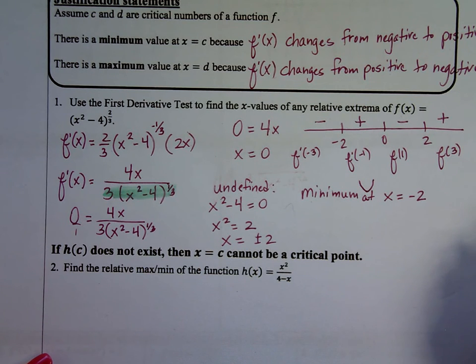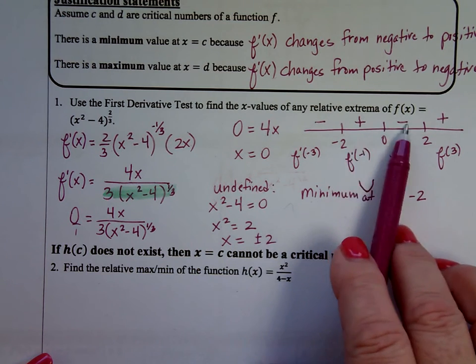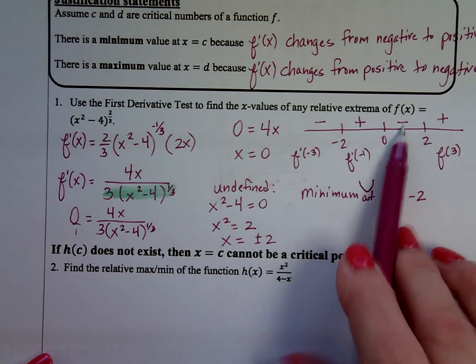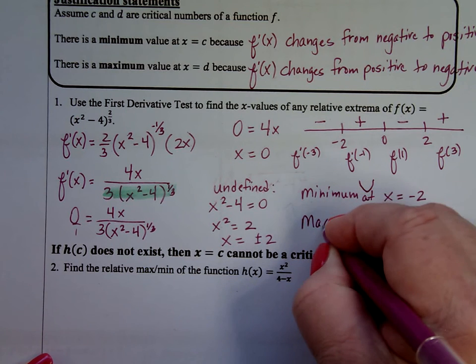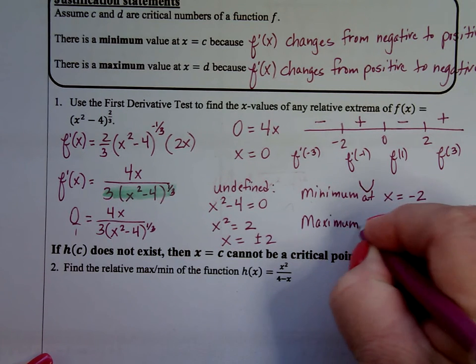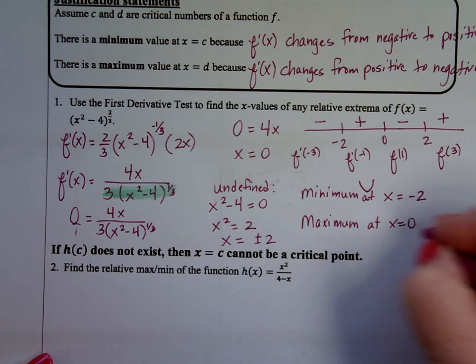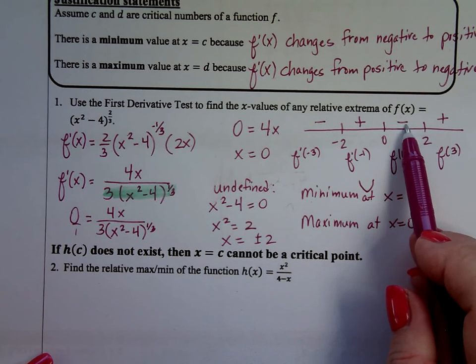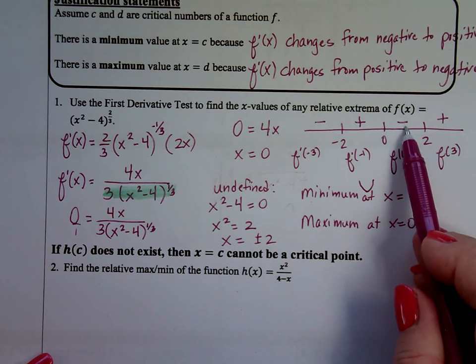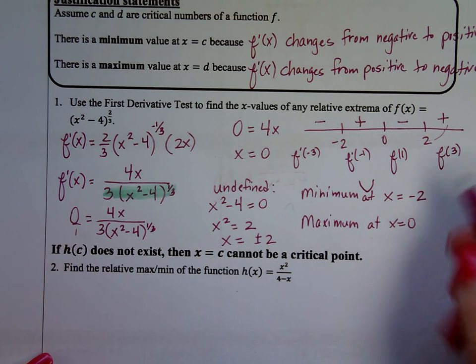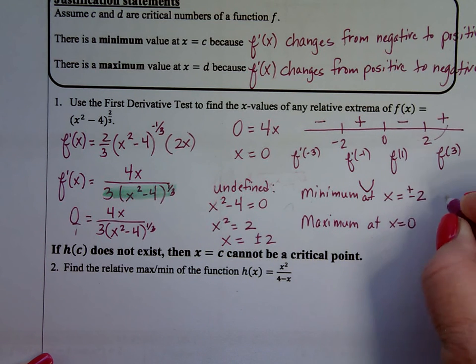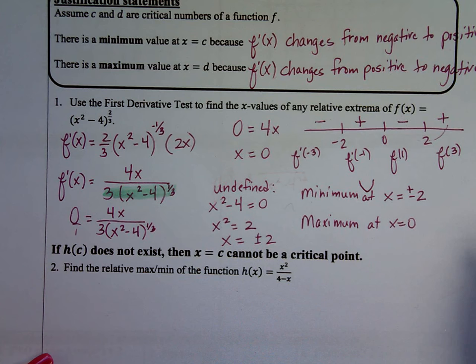Now I'm going to come back for the reasoning in just a second. Then I come here between these two. Now I'm increasing and then decreasing. That creates a maximum at x equals 0. And now I'm here and I'm going from decreasing to increasing. That means that I've got another minimum at positive 2. So at positive and negative 2, I've got minimums. I have a maximum at x equals 0.